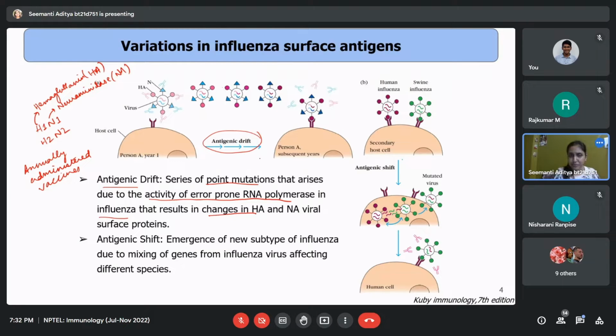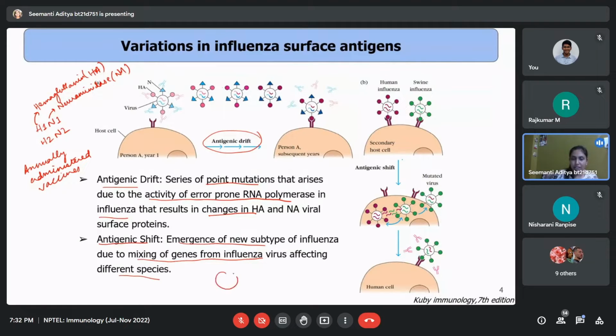And next, what is more dangerous is what happened mostly in COVID, that is anticipated, is antigenic shift. Antigenic shift happens when there is an emergence of a new subtype of influenza or a virus. The example is given here for influenza. A new subtype of virus is generated because of mixing of genes from influenza viruses affecting different species.